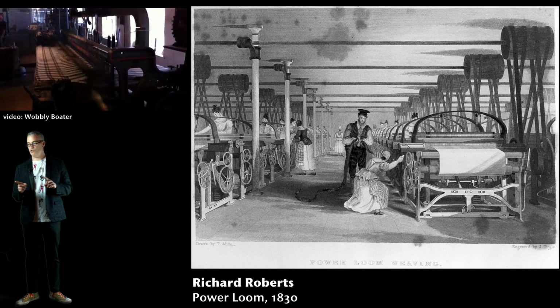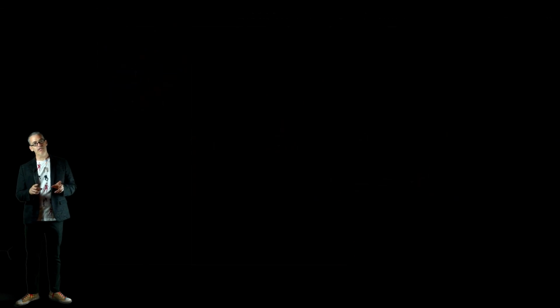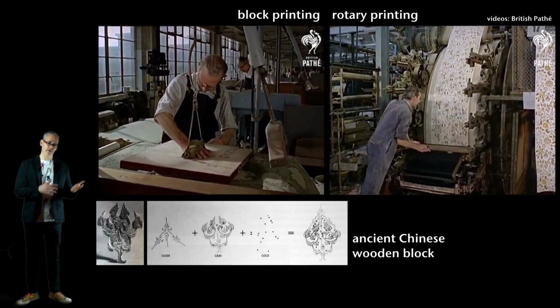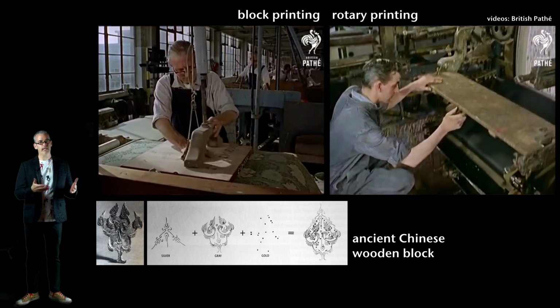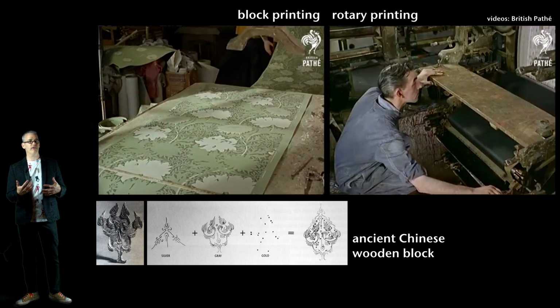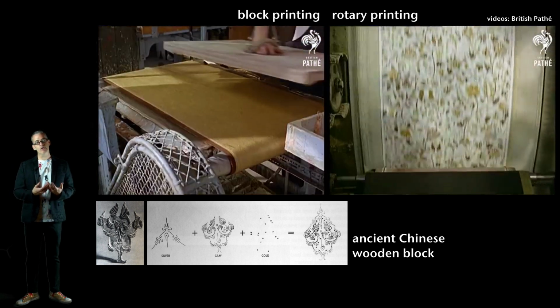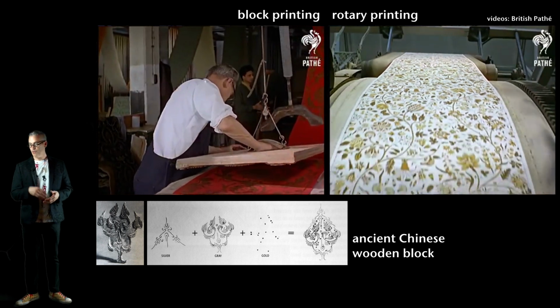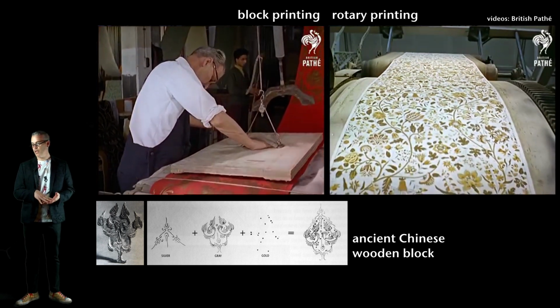Also, printing was changing. On the left is block printing of wallpaper. That's using technology that's very ancient. Ancient Chinese, multiple wood blocks. You ink each one with a separate color. You line them up carefully and you get a complex multicolored pattern. But you can see how slow this would be. Every block has to be re-inked and carefully positioned. The paper has to dry before the next one can be applied.